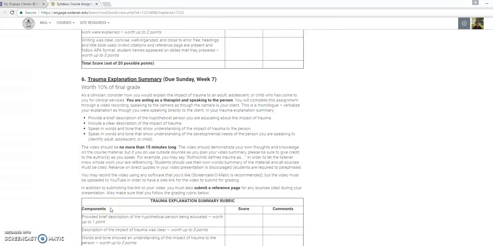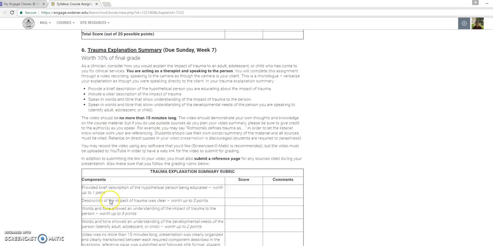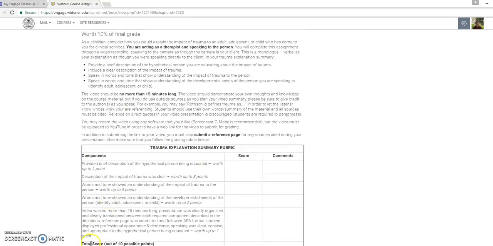So here we are at exercise number 6, or assignment number 6, which is the trauma explanation summary. This is your last assignment for this course, and it is due Sunday, week 7, and worth 10% of your final grade. So the total score is out of 10 possible points.